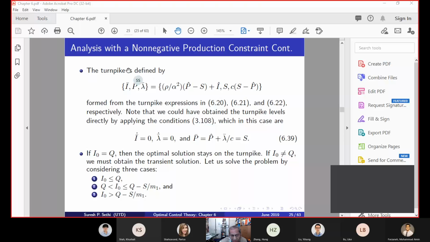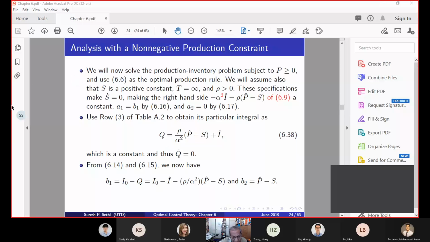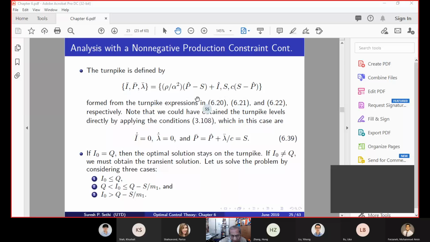Let's also define the turnpike another way. We already defined the turnpike by taking the limit t equal to infinity in the solution that we have for this problem. But you can also see that in chapter 3, we have what is called optimal Lagrange stationary equilibrium, a triple or a quadruple depending on whether there's a constraint. So if there's no constraint, we will have a triple solution, which is I bar, P bar, lambda bar. And you can see that that is also the solution that we got earlier.